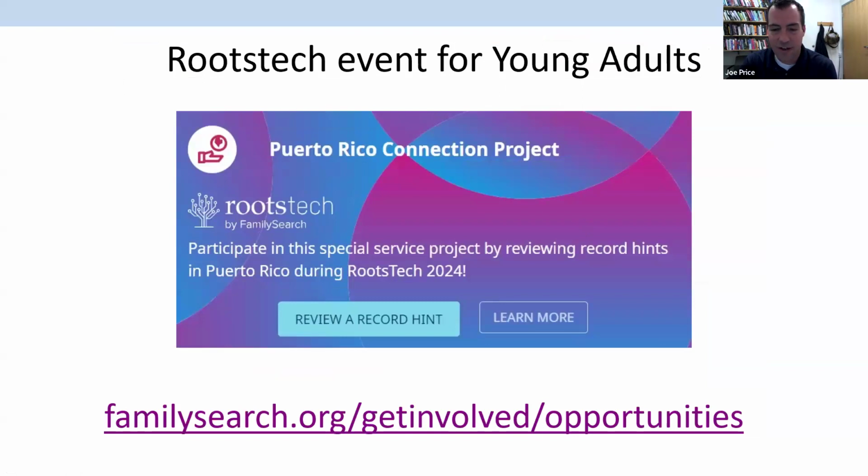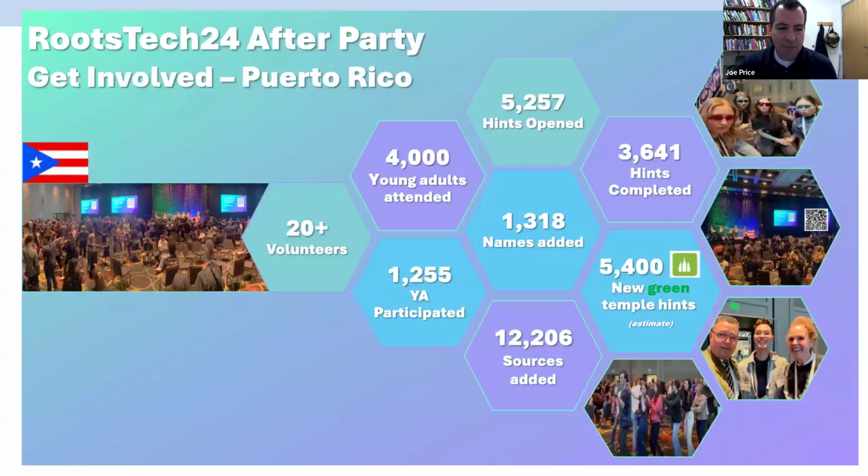So I wanted to share those from this activity. They had about 4,000 young adults come to the after party. And of them, about 1,200 were able to do one of the hints. They did about 5,000 hints. They added about 1,300 names. They attached about 12,000 sources.